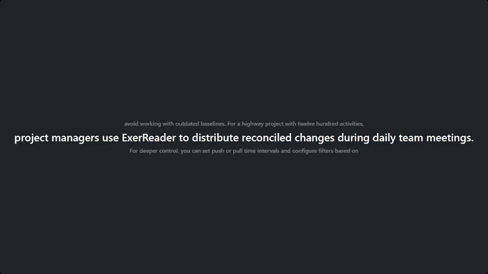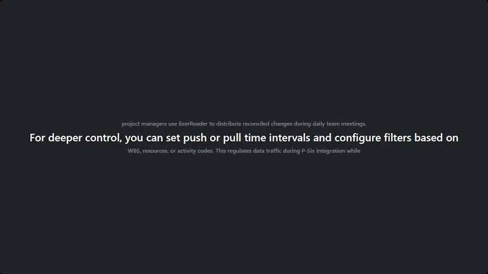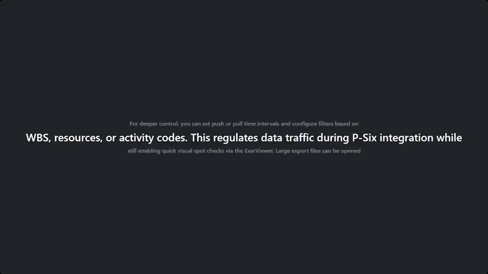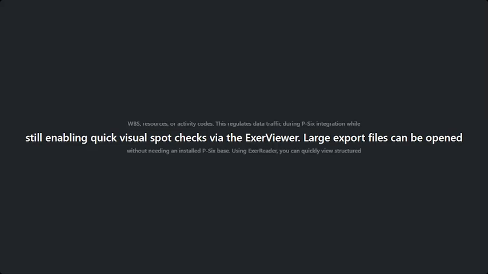For a highway project with 1,200 activities, project managers used XER Reader to distribute reconciled changes during daily team meetings. For deeper control, you can set up push or pull time intervals and configure filters based on WBS resources or activity codes. This allows for controlling traffic volume during P6 project management software integration, while still taking advantage of quick visual spot checks provided by the XER viewer.